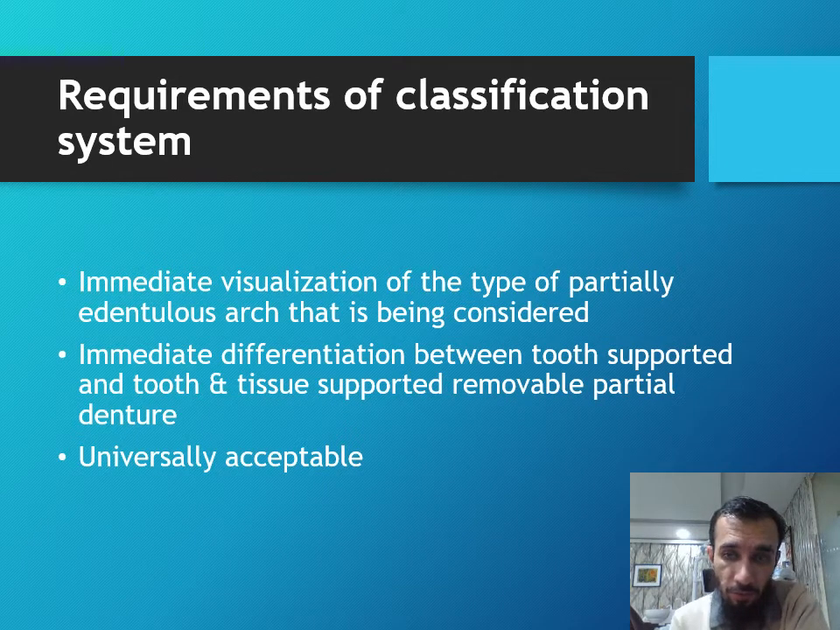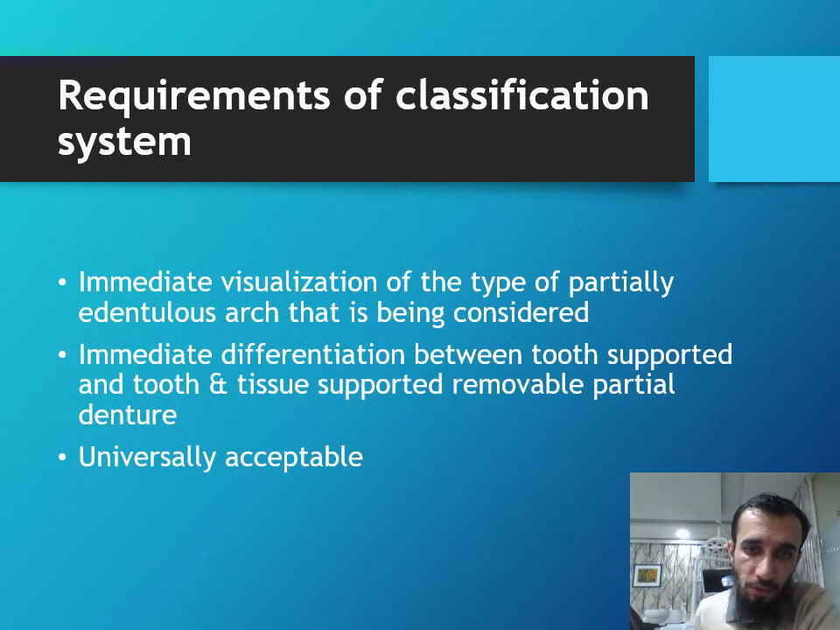Among such requirements, of course, when you need communication, there are certain requirements for each classification. These requirements include that when you say that a particular arch is that particular classification, you should be able to visualize it without looking at the cast or asking how many teeth are missing or which teeth are missing. Secondly, the classification system should help you identify whether the prosthesis that you are going to provide is going to be a tooth supported prosthesis or a tooth and tissue supported prosthesis. And lastly, of course, it should be universally acceptable.